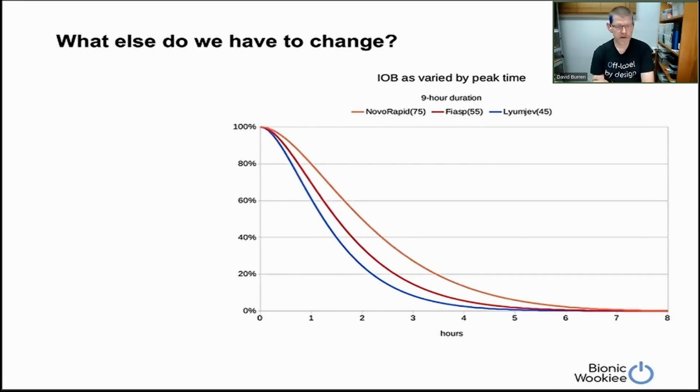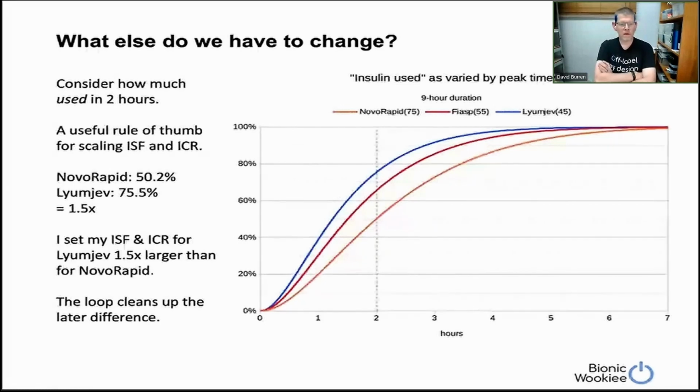So if I turn the graph upside down, we end up with the insulin use graph. There we go. So this is how much has been used. And I've been finding the comparison between how much has been used at 2 hours very useful. So for Nova Rapid, you can see where that dashed line is. About 50% of the insulin has been used after 2 hours.